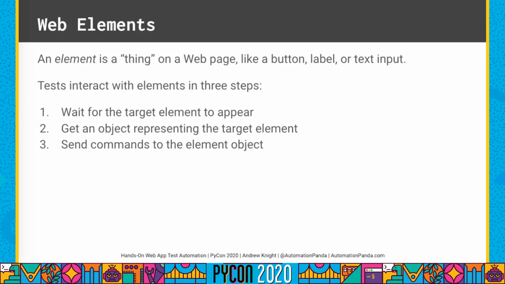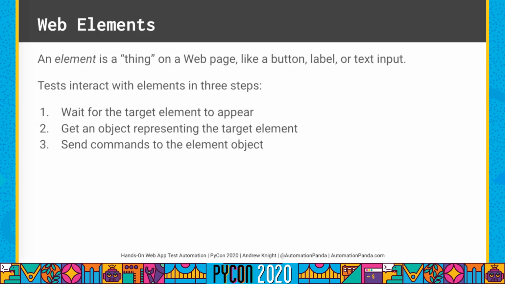Tests interact with elements in 3 steps. First, the test must wait for the target element to appear on the page. Think about when you log in somewhere and you're waiting for it to load. It might take a little bit for those elements to pop and appear. That's the first step, waiting for that element to appear. You can't interact with an element that doesn't exist yet.